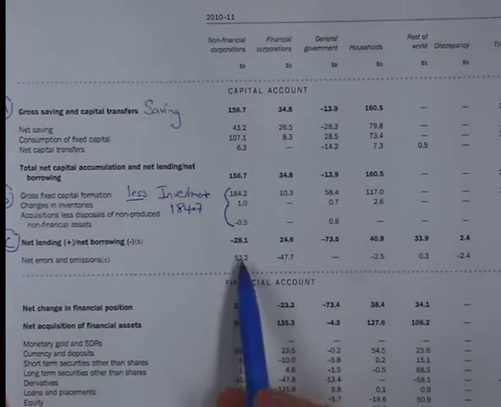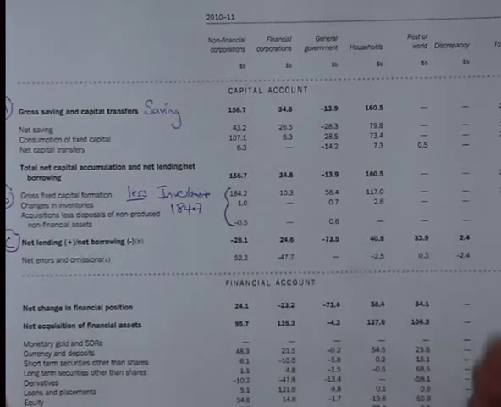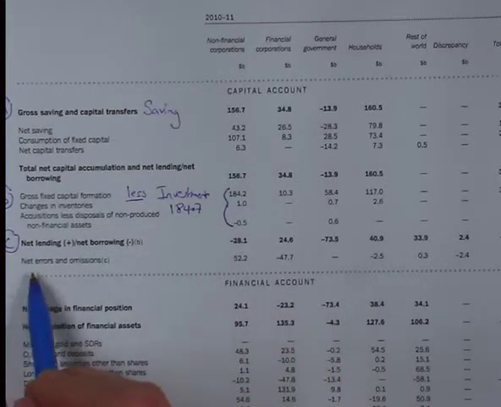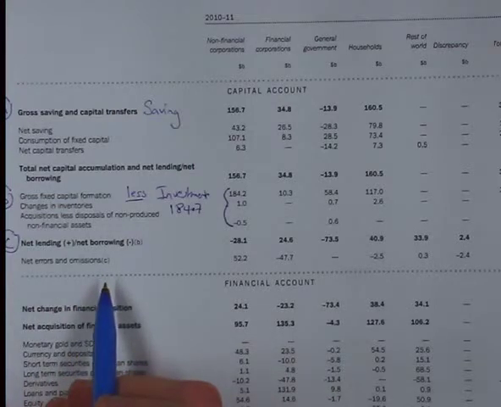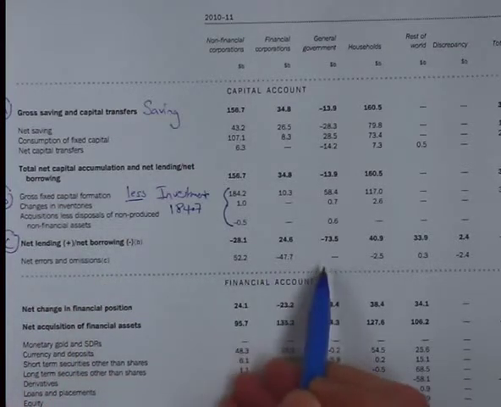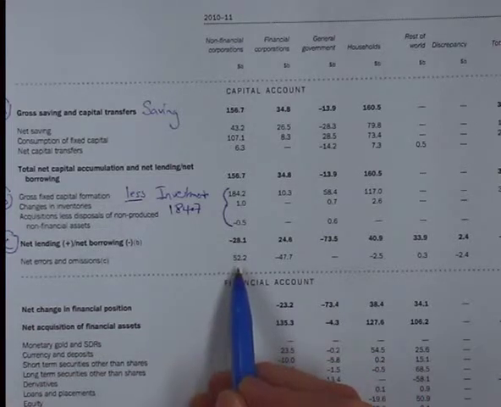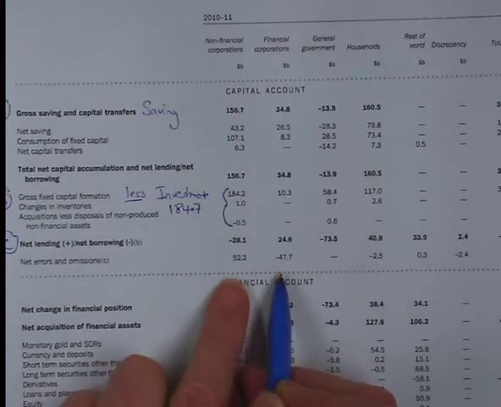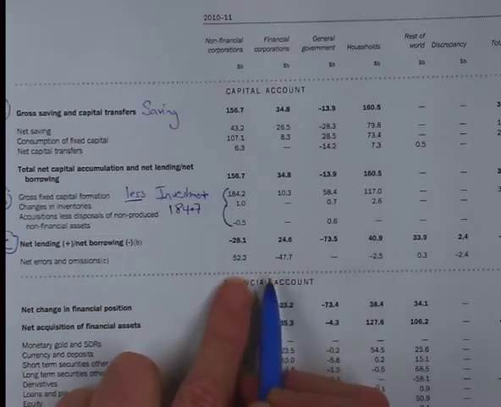Now, looking at the next row, so we've got net lending and net borrowing requirement. Looking at the next row, we can see we've got something called net errors and omissions, okay? And they're pretty big here, okay? $52.2 billion for the business sector, minus $47.7 billion for the financial corporations sector. The Australian Bureau of Statistics is a bit concerned about how large these items, like the net errors and omissions, have become in recent years, so they're doing some research into that at the moment.